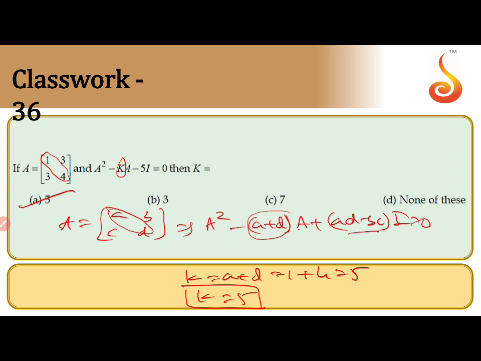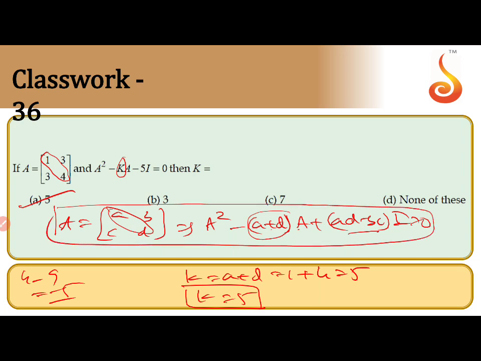If they are asking for this unknown, what is it equal to? AD minus BC. You can check AD minus BC. The value of the determinant is 4 minus 9, which is minus 5. You got minus 5. This is 5, this is minus 5, so you get a match with that one. But you have to remember this condition.